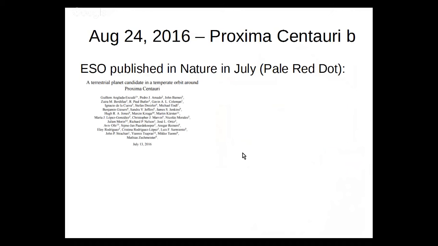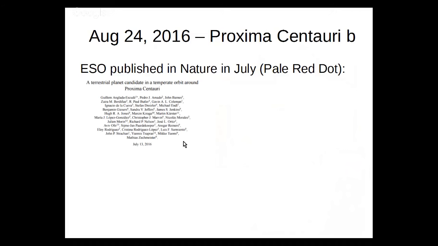And here is their title page: a terrestrial planet candidate in a temperate orbit around Proxima Centauri. Very simple, but has a lot of punch to it. Terrestrial, temperate orbit, Proxima Centauri. So the closest star to Earth has a terrestrial planet in a good orbit. Lots of people, of course, were involved in that paper. You can see by the names.